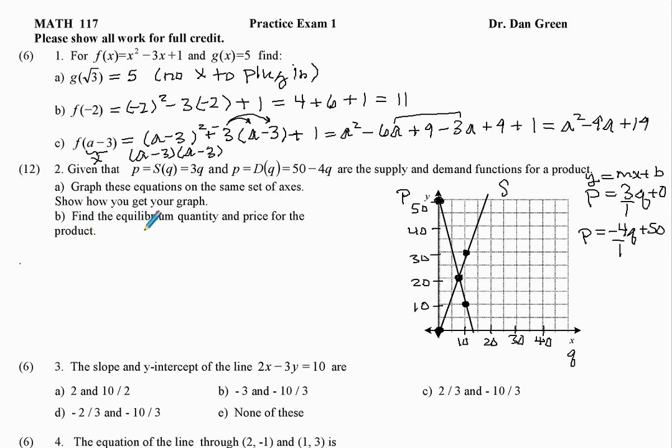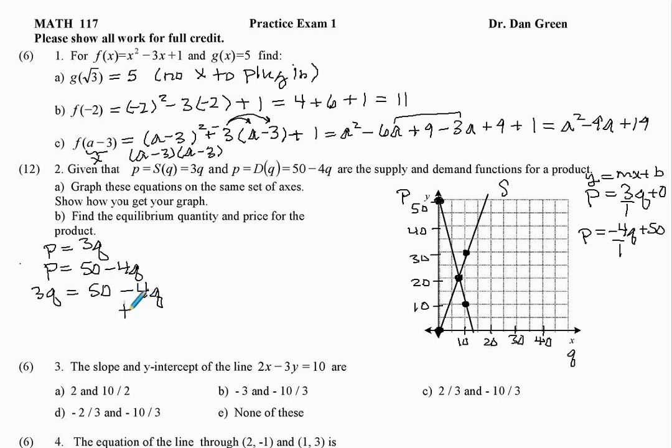So remember what we do to find the equilibrium quantity and price for this is we solve the system of equations. So we've got P equals 3Q, and then we've also got P equals 50 minus 4Q. Okay, well P is equal to both of these expressions, so these two expressions have to equal each other. Or think of taking this 3Q and plugging it in for that P. So we get 3Q equals 50 minus 4Q. So this is now a linear equation, and remember what you want to do with linear equations, get your variables on the left, numbers on the right.